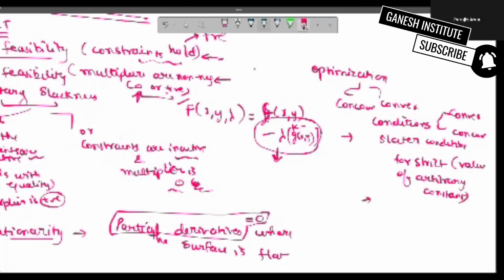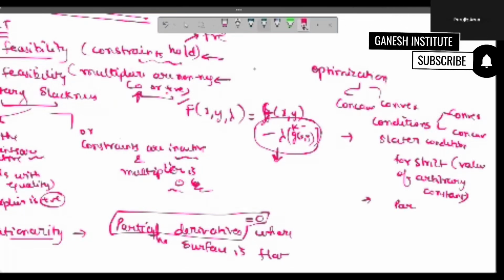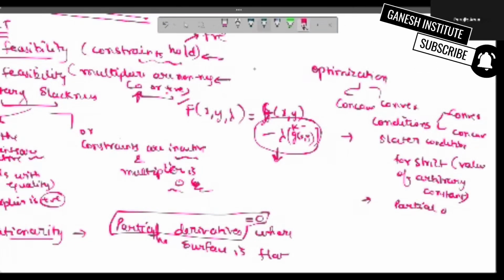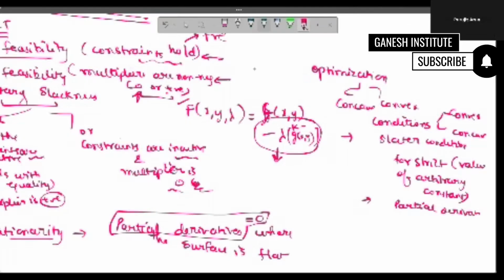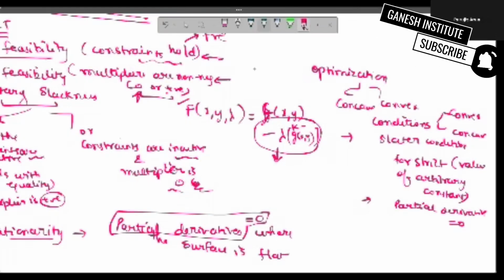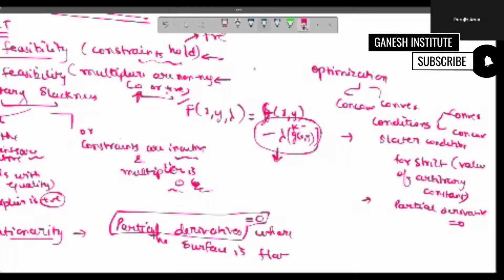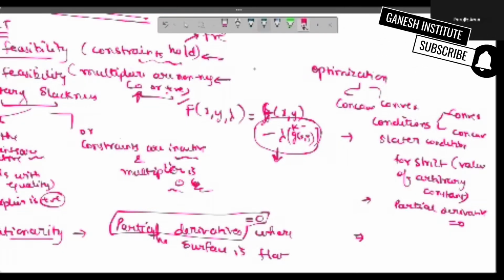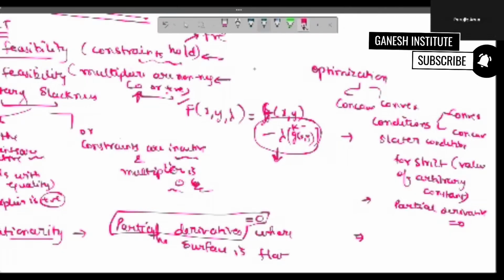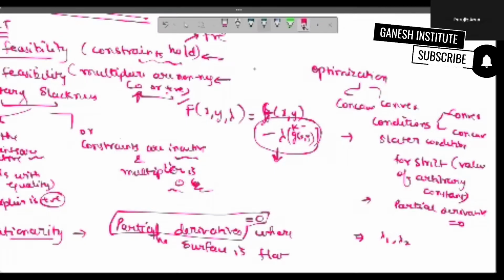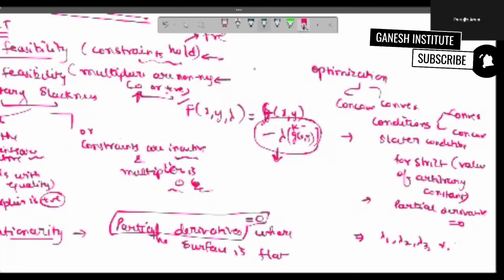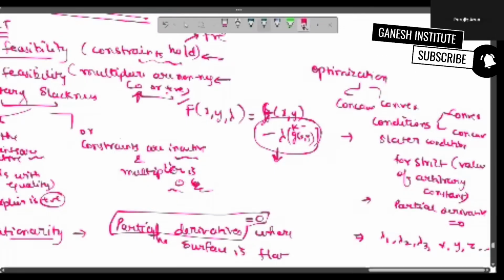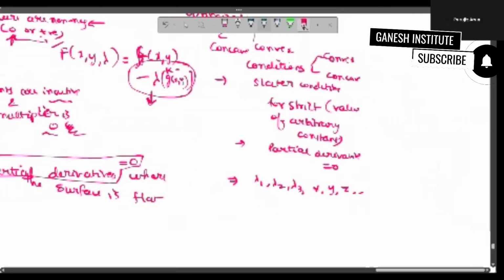Once you do that, then you substitute the function. I mean, find its partial derivative and set it to zero. Once you do that, you will get the values of the lambdas and the x, y and all the other variables, the implicit function variables.